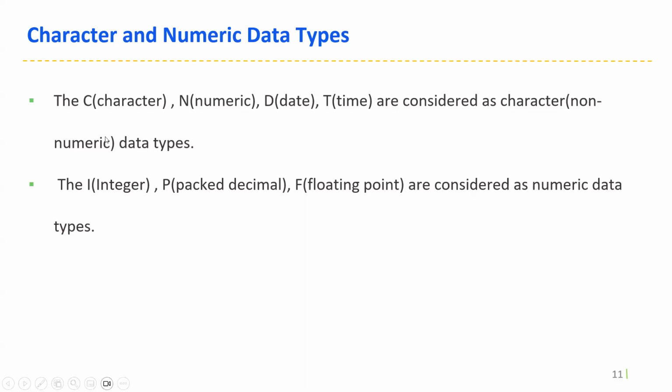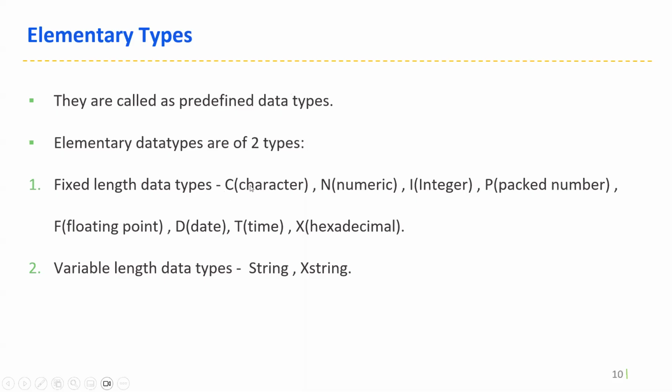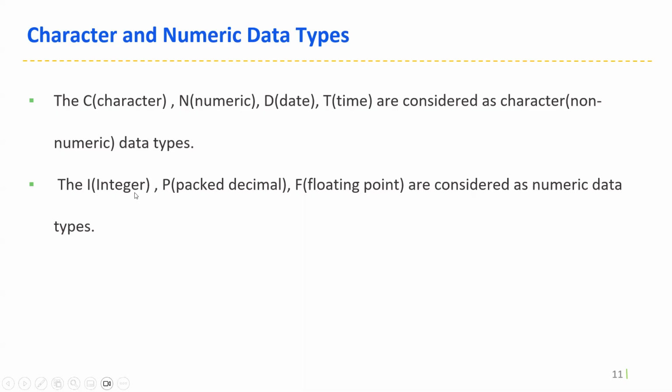So under this fixed length data type, character, numeric, date, time are considered as character data types because with these data types we are not performing any calculations. So these are called character data types. And the remaining ones like integer, packed, floating are considered as numeric data types where we can do actual calculation. If we want to calculate something, then we can use integer, packed decimal, floating data types. Today I'll explain character data type.